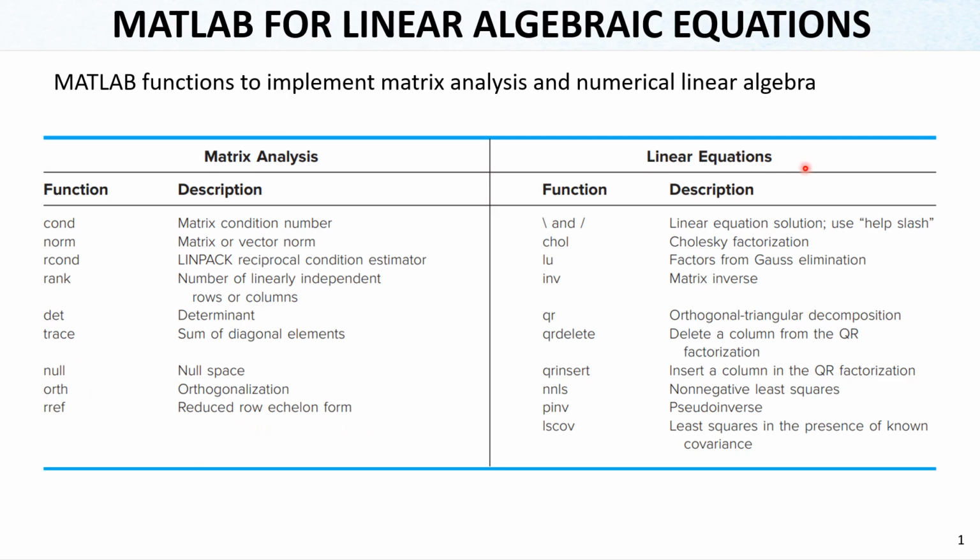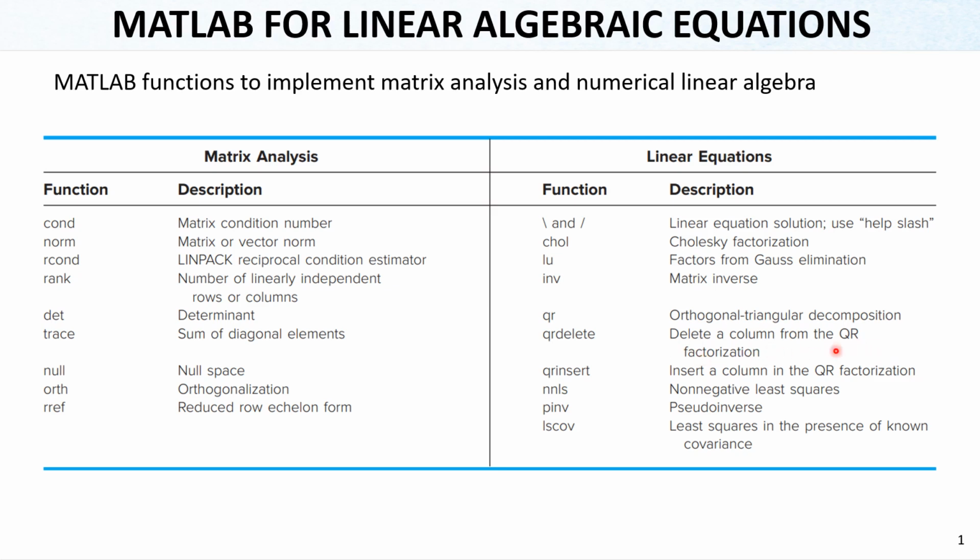So for the linear equations, slash, actually, is used to solve the equation, and this reverse one, backslash, as well. For Cholesky factorization that we mentioned for symmetric matrices, chol is used. For LU decomposition, lu is used for the factors of Gauss elimination. For inverse, we use inv. QR is the orthogonal triangular decomposition. QR delete is deleting a column from the QR factorization.